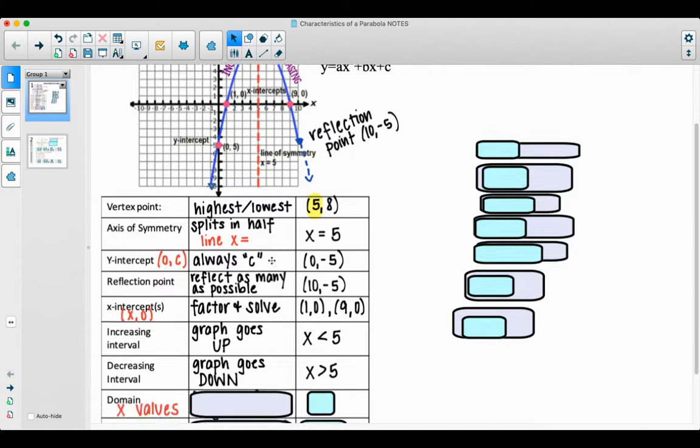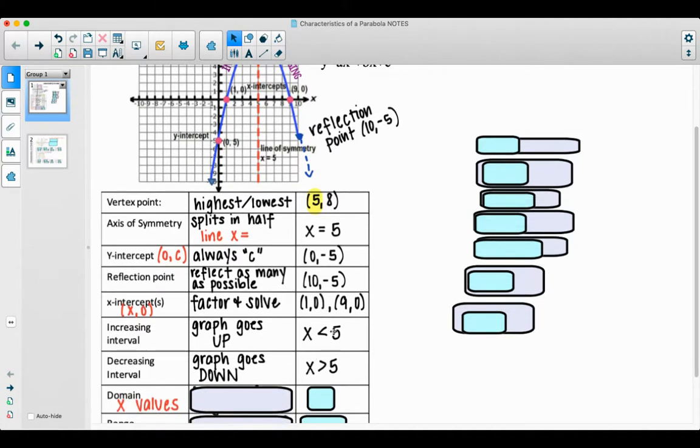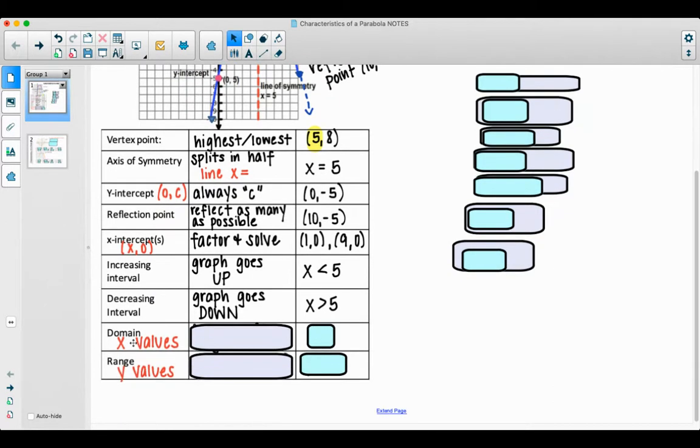So we always write these intervals. It's not necessarily that ordered pair. It's that interval is an inequality telling us when our graph is going up and when our graph is going down. The last two definitions are things that we've seen way earlier in the year, domain and range. Remember, domain is all of our x values, and range is all of our y values.